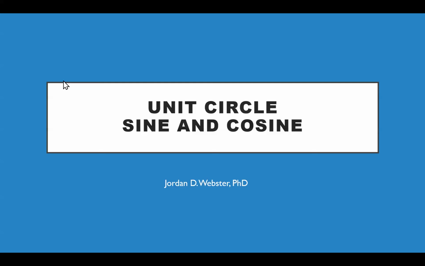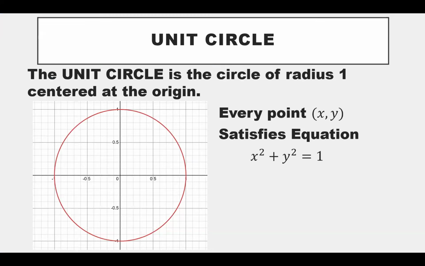In this video, we're going to use the unit circle to talk about sine and cosine. So the unit circle is a circle of radius 1 centered at the origin. And every point on the unit circle is an ordered pair (x, y) which satisfies x squared plus y squared equals 1. X squared plus y squared equals 1 is the equation of the unit circle.